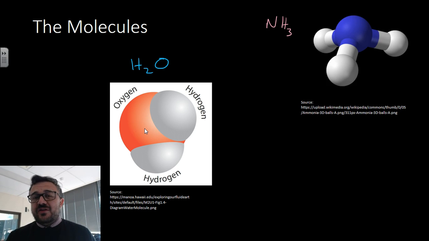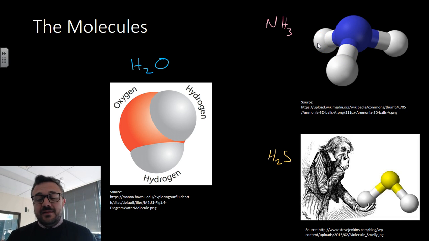Then we have ammonia. Ammonia, or NH3, has one nitrogen in the middle, and three hydrogens coming off. That's ammonia, not ammonium. Ammonium is a different thing altogether. And this is a stick and ball model. Then we have down here this stick and ball model of hydrogen sulfide, which is H2S.